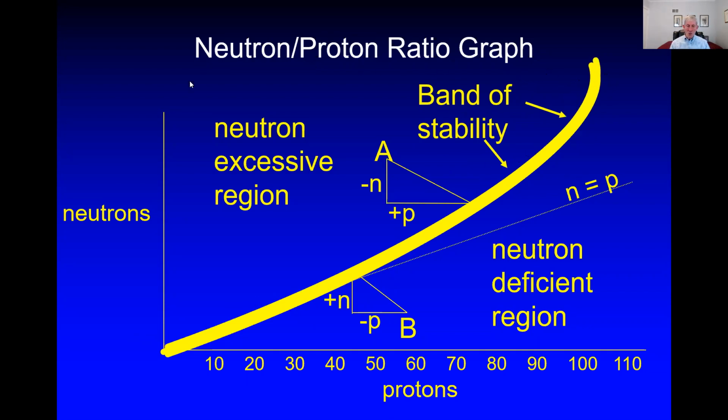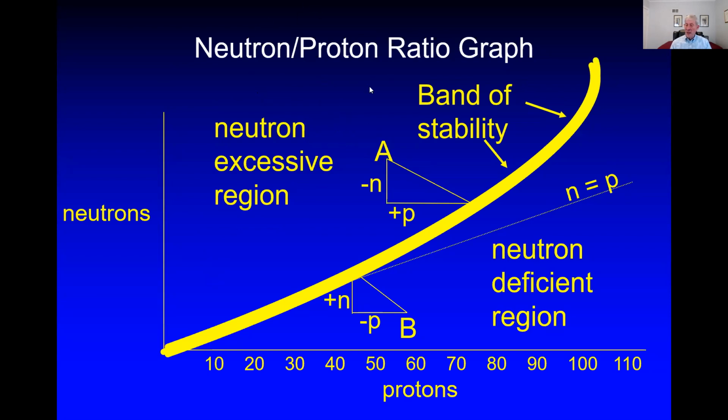This huge triangular area right here, this whole big blue area above the curve, is referred to as the neutron excessive region. Point A is a randomly chosen point here. It does not mean there are too many neutrons. It means there are too many neutrons for the number of protons. You just have, it's neutron excessive.